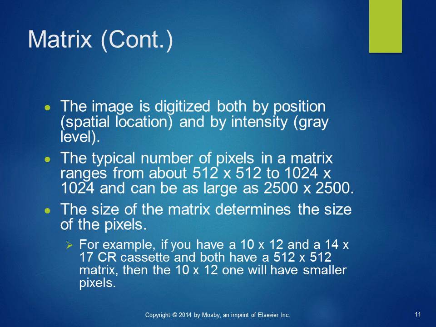The image is digitized both by position, which is spatial location, and by the intensity, which we consider the gray level. The typical number of pixels in a matrix range from about 512 by 512, 1024 by 1024, and can also be as large as 2500 by 2500. The size of the matrix determines the size of the pixels. For example, if you have a 10 by 12 and a 14 by 17 CR cassette, and both have a 512 by 512 matrix, then the 10 by 12 one will have smaller pixels.